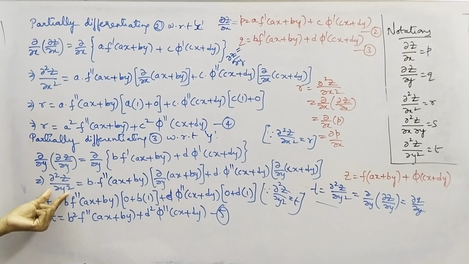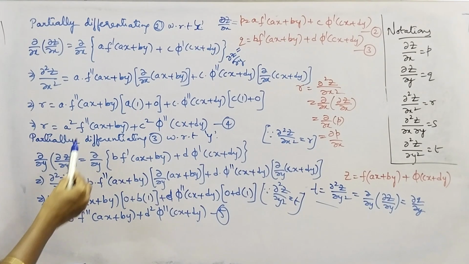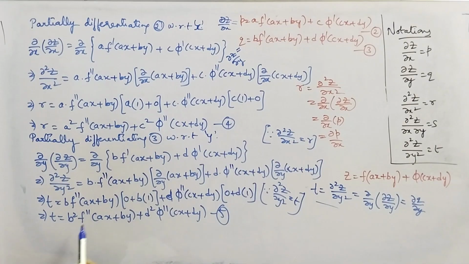Since ∂²z/∂y² can be replaced by t, so we got t here, okay? Fine. Now we got equations involving r and t. If you notice here, you're having f'' plus φ'', f'' plus φ''. Let's now find the equation involving s also.